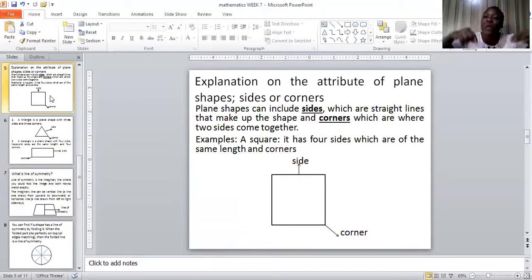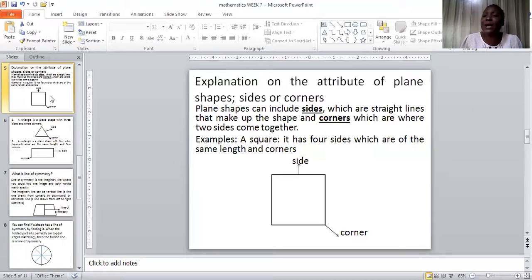Sides are the straight lines that make up the shape, while corners are where two sides meet. Where two sides come together is a corner.